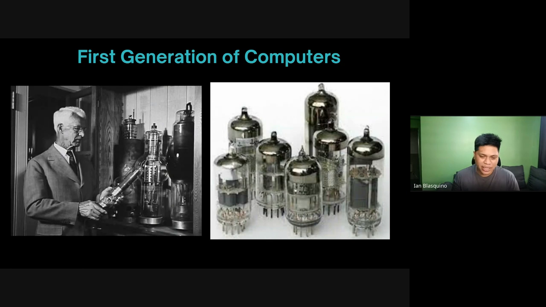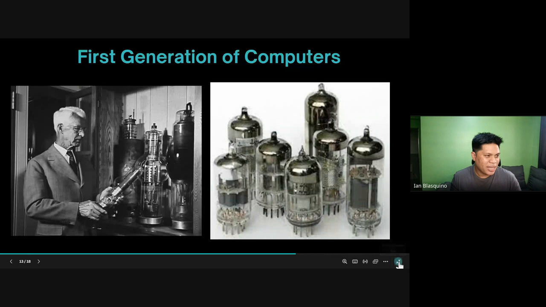And in this generation of computers, ang ginagamit noon na input and output and storage is yung mga punch cards. Maghanap nga tayo ng itsura ng punch cards.